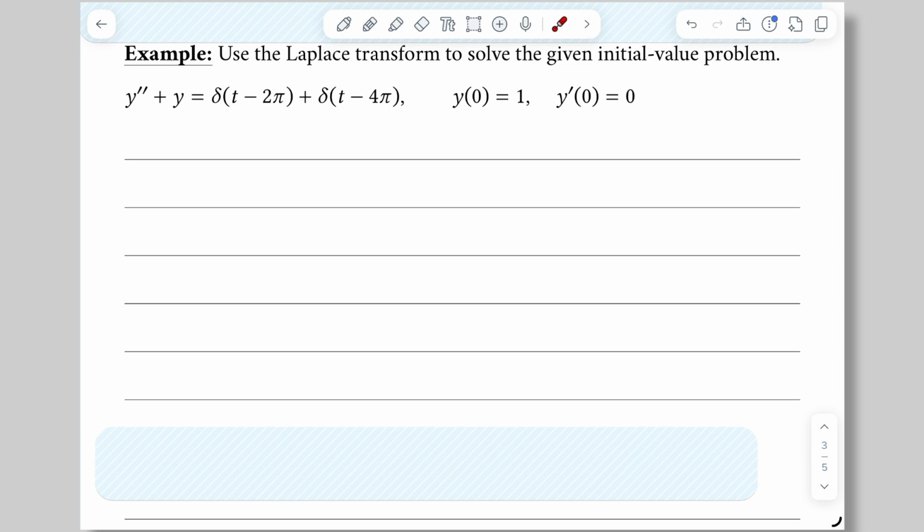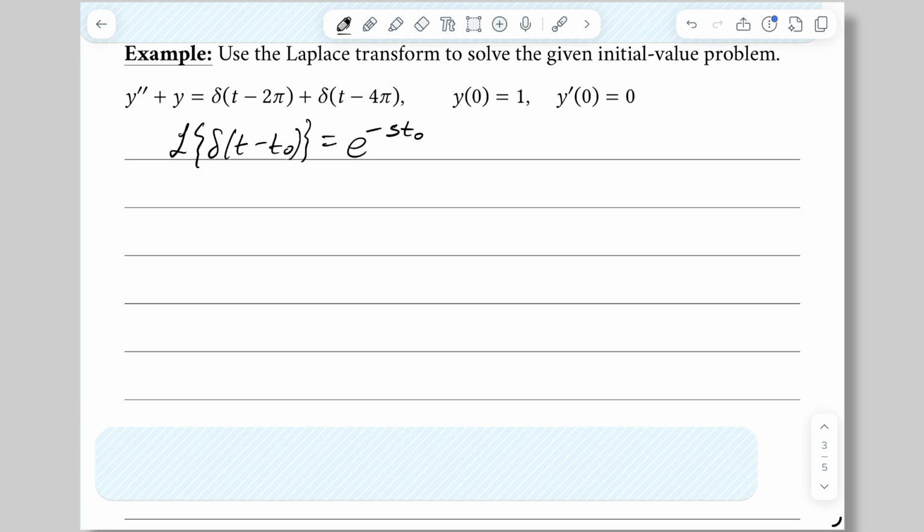We'll use the Laplace transform to solve the initial value problem y double prime plus y is equal to delta of t minus 2 pi plus delta of t minus 4 pi with the initial conditions y of 0 equals 1 and y prime of 0 is equal to 0. Remember that the Laplace transform of delta of t minus t sub 0 is equal to e to the negative s times t sub 0.